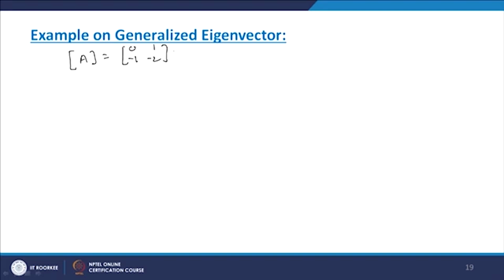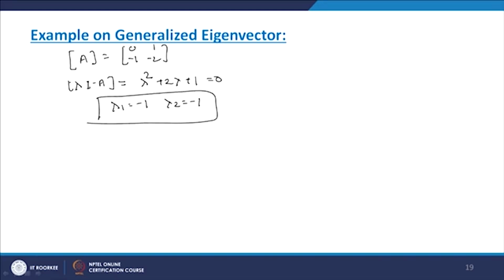So if you solve it, what will we get? Lambda I minus A, if you solve it, we will get lambda square plus 2 lambda plus 1 equal to 0. So we will get lambda 1 equals minus 1 and lambda 2 equals minus 1. So these are the two eigenvalues we have got for this matrix 0, 1, minus 1, minus 2. But the eigenvalues are repeated. Now, how to proceed further to get the eigenvector for such type of problems?